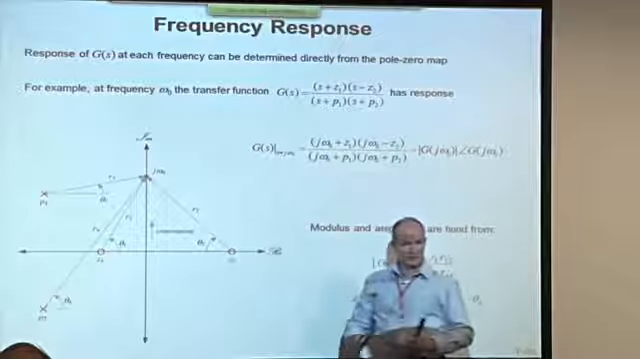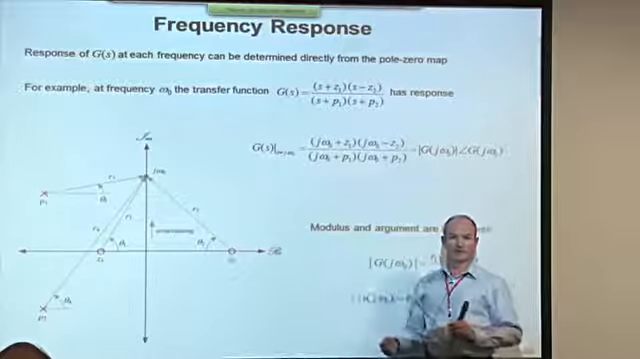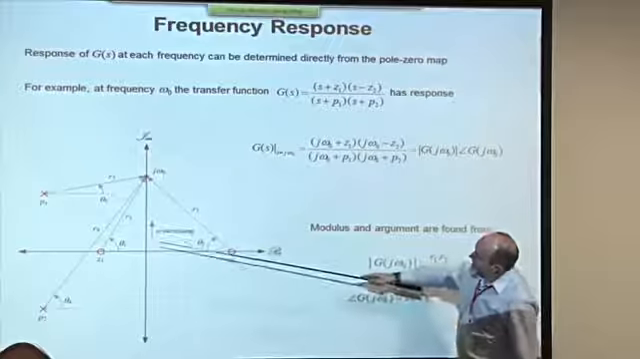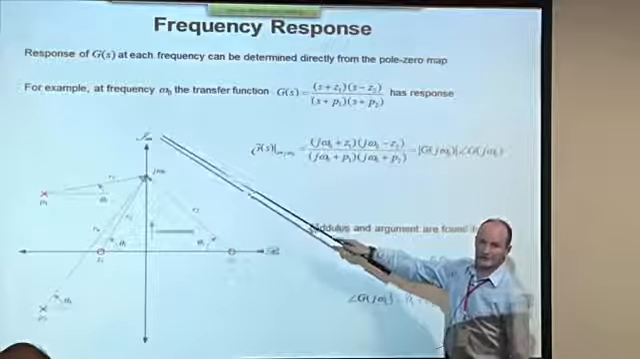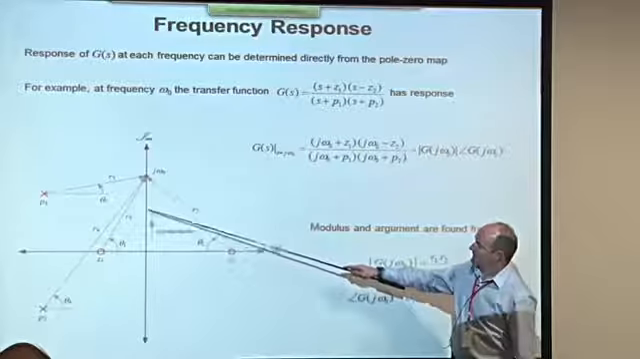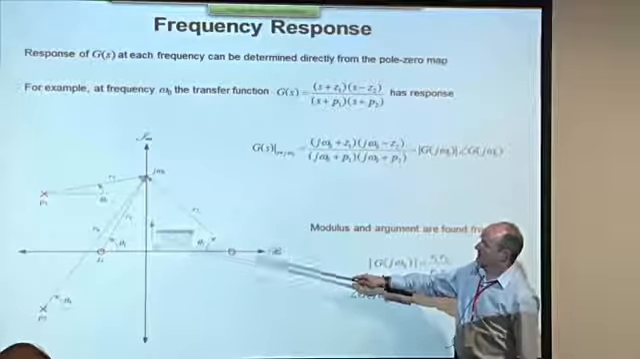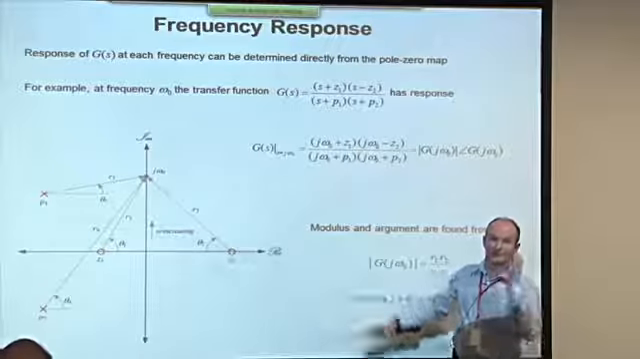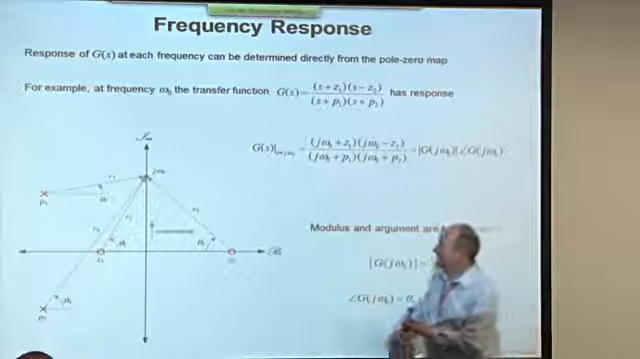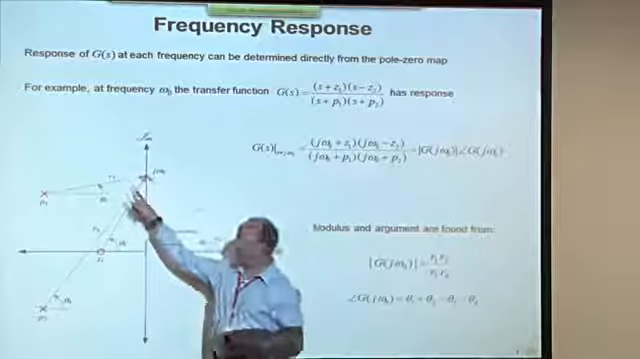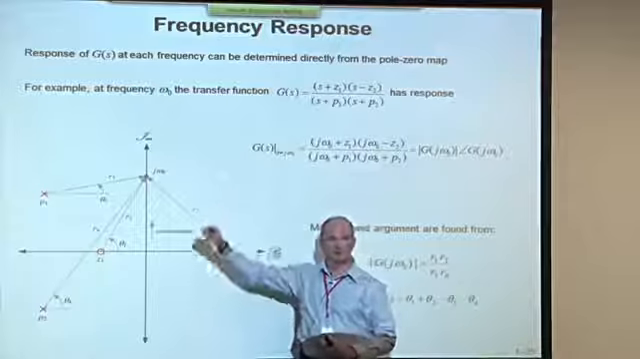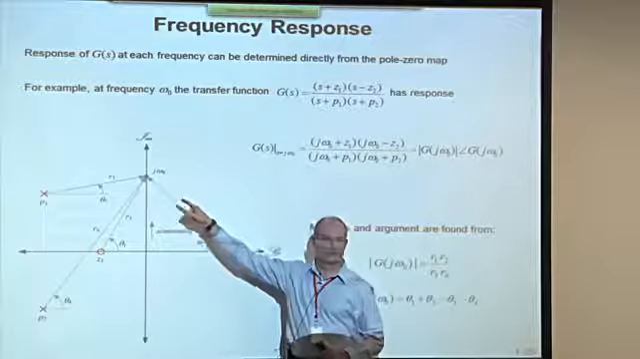Now, in order to construct a plot of the frequency response, one way that we could do this is to take values along the positive imaginary axis corresponding to frequency. Each point has a frequency corresponding to the distance from the origin out to that point on the imaginary axis, and then construct vectors from each pole and each zero out to the same point on the imaginary axis. These grey lines are R1, R2, R3, R4. These are the vectors from each of the poles and zeros out to that point.